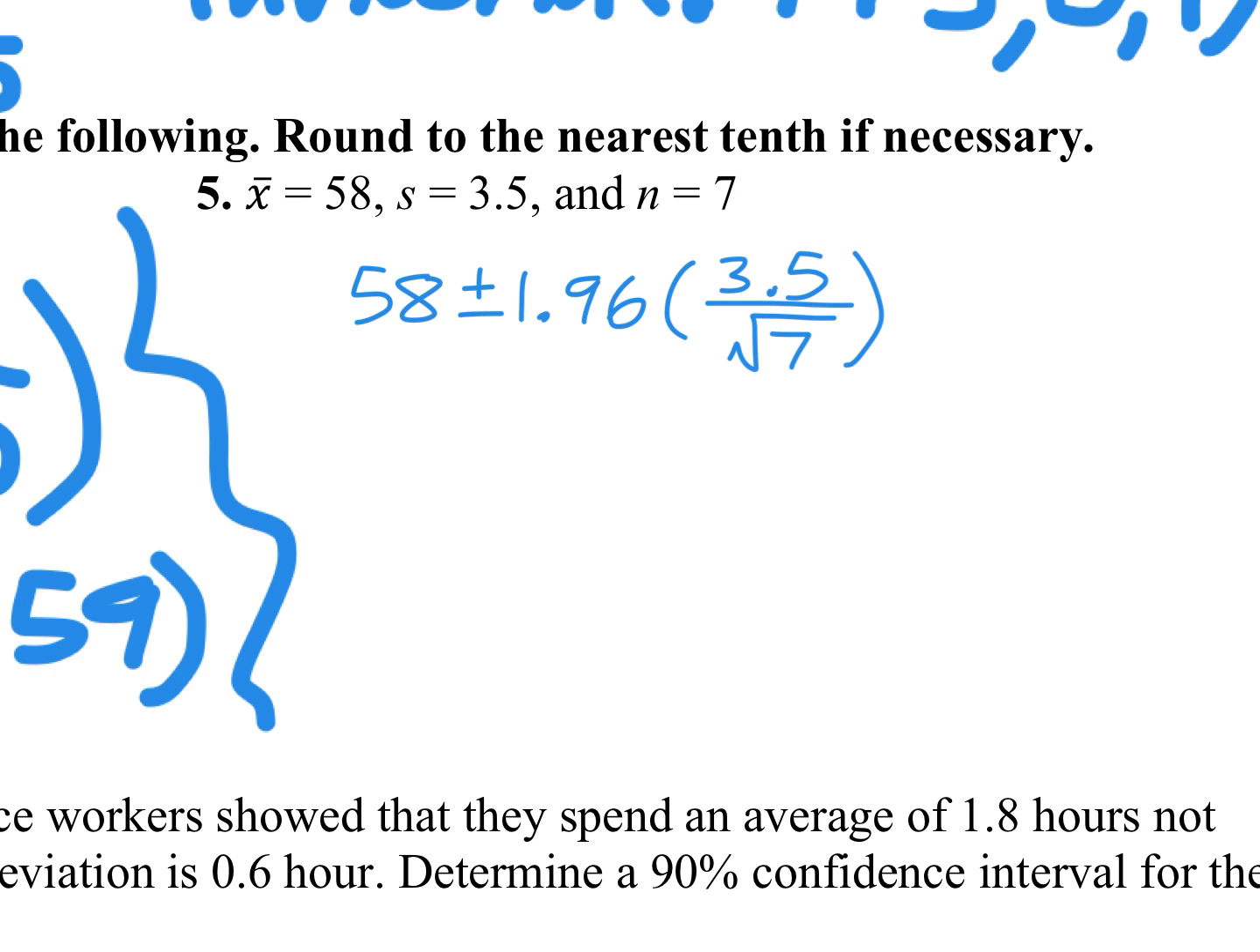All right, so again, we go to stat, test, option 7. Sigma is 3.5. X bar is 58. N is 7. C level 0.95. Answer is 55.407 up to 60.593.